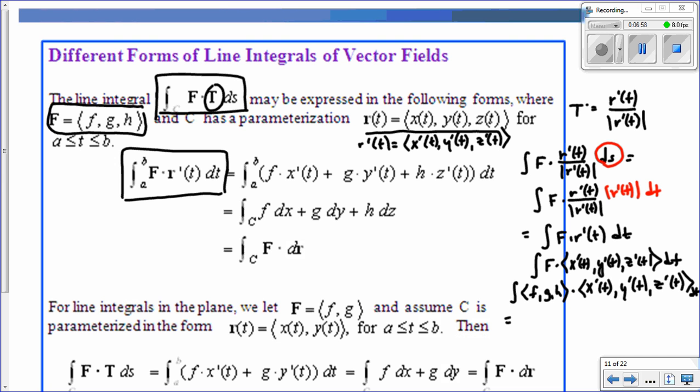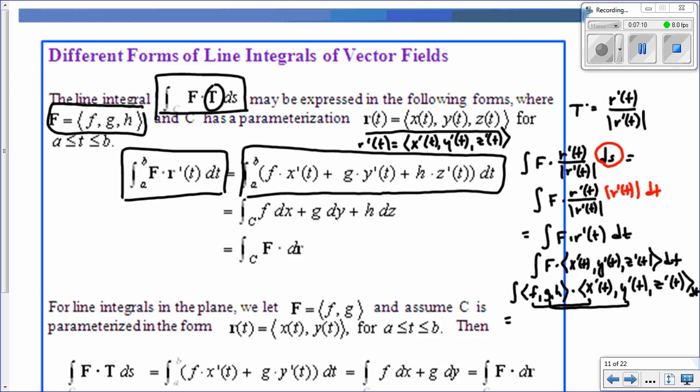Okay, so then if we go ahead and perform the dot product, we get f times x prime of t plus g times y prime of t plus h times z prime of t. Not dot, this will be multiplication. Now you can also, if you recall, x prime of t is just dx/dt, so we could write dx as x prime of t dt.